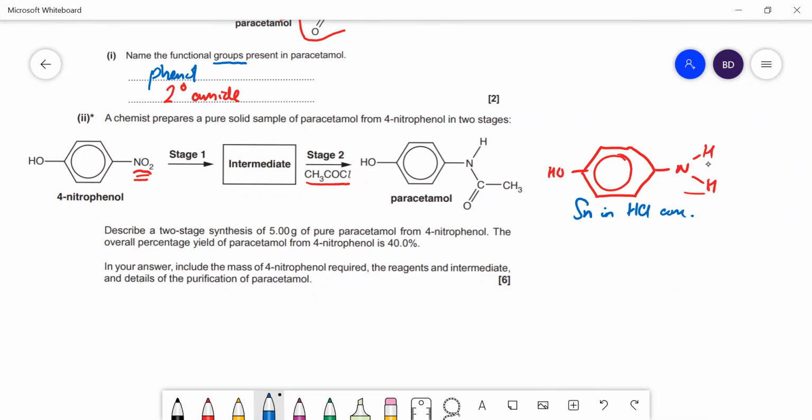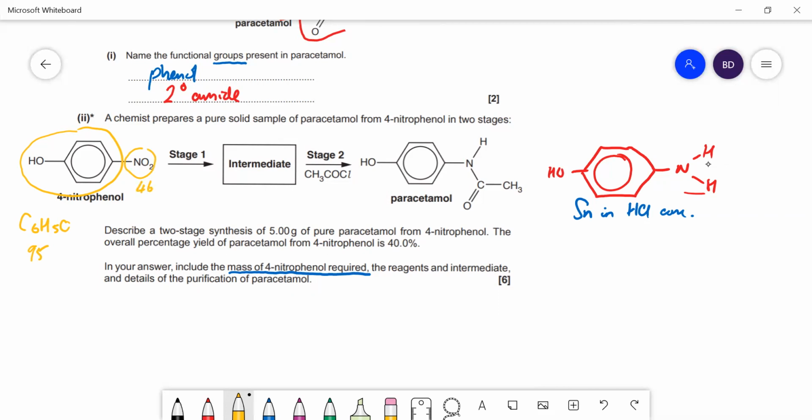Right, now we've got to do the calculation to find out, include the mass of 4-nitrophenol we need to start off with. Okay, so it's a percentage yield calculation, so we need to work out the MRs, molecular masses of 4-nitrophenol and paracetamol. So I'm going to do it. So that bit there, that's C6H5O would be the molecular formula of that bit, and that's 95. And then we've got to add on NO2, that's 46.